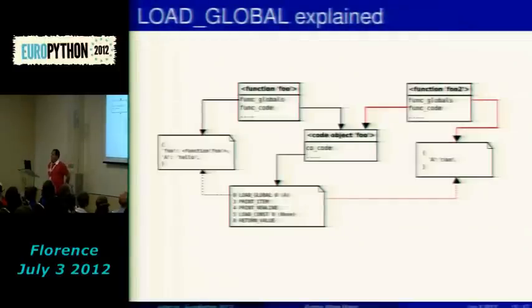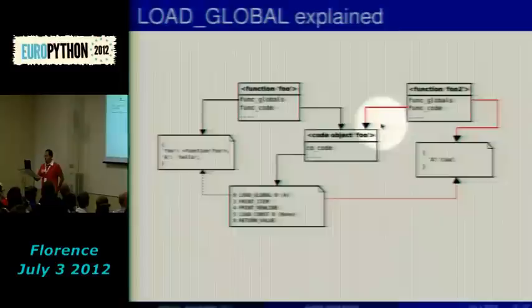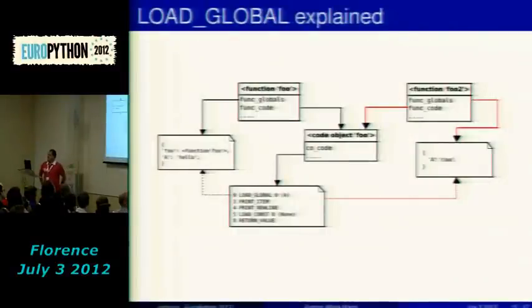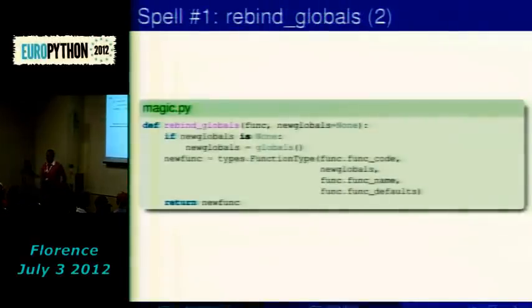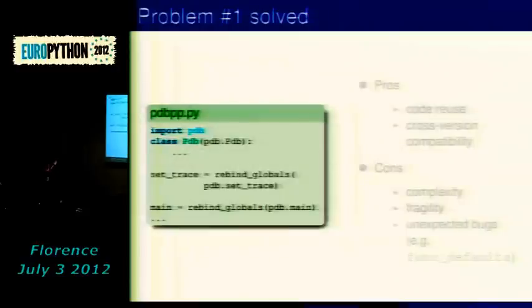So what happened when we did the rebind_globals is that we created a new function. And we reuse the same code object. You see this red link here. But we use our new func_globals dictionary. So when we execute the function foo2, then this LOAD_GLOBAL goes on the red link and finds the other object. So this is the implementation of this magic spell. Well, it's very easy at the end if you think about it.